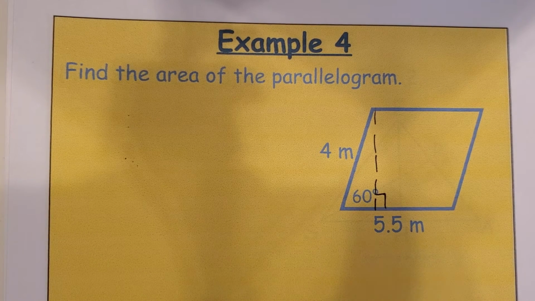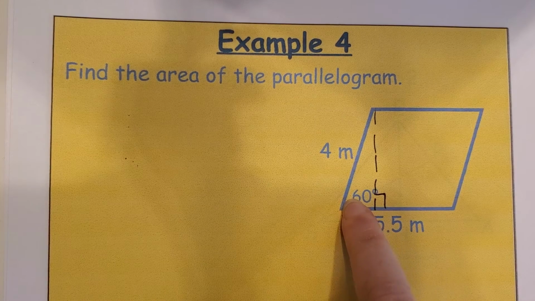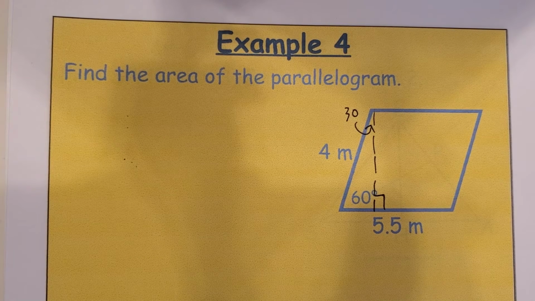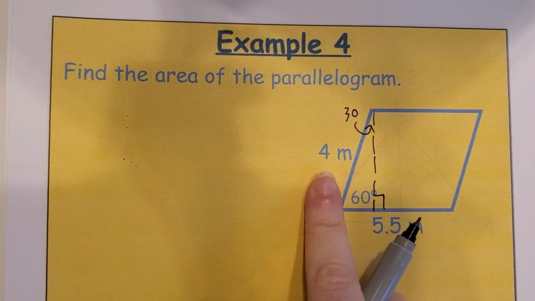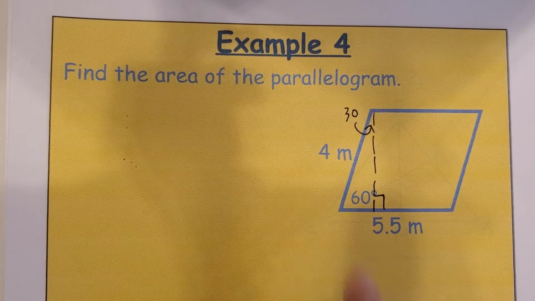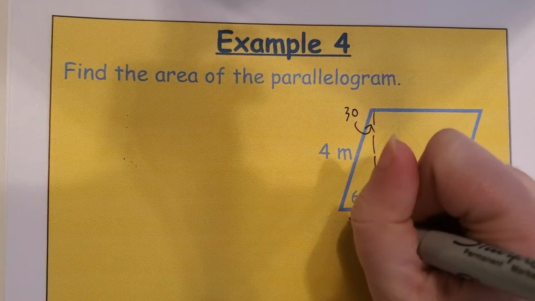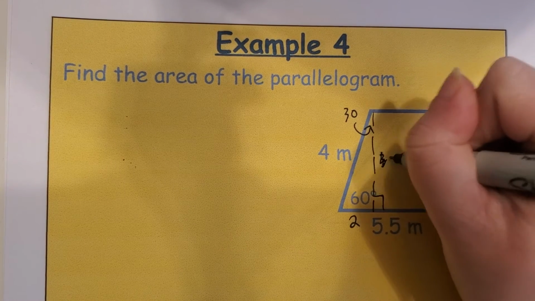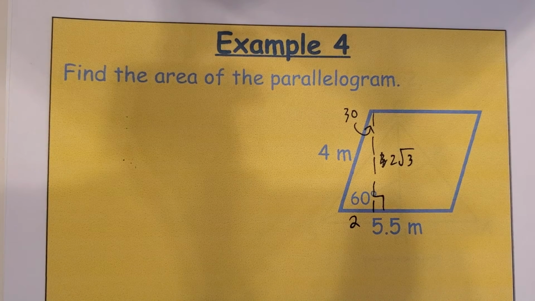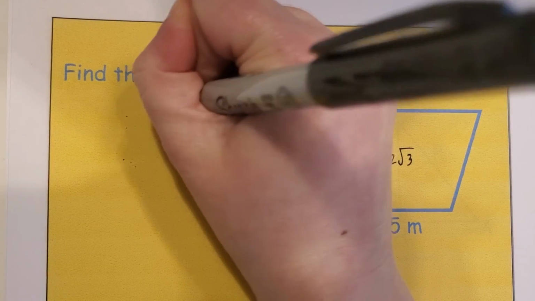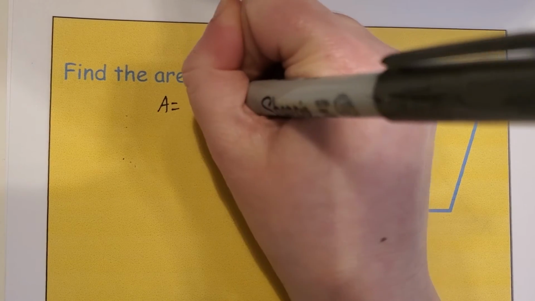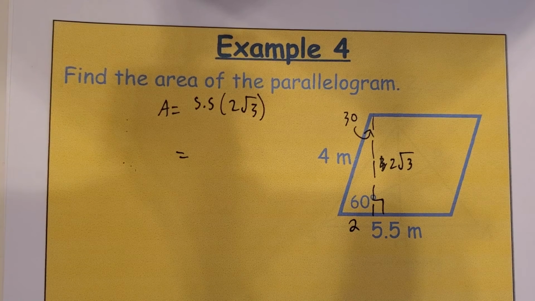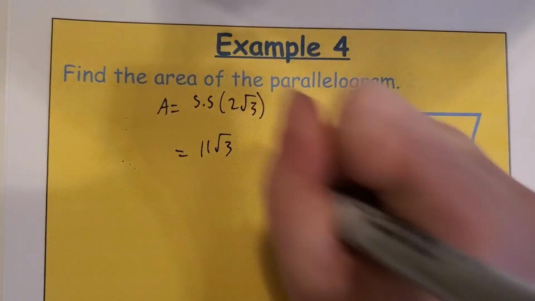Like with a couple problems ago, if this is a right angle and this angle right here is 60, this one is 30, so we're going to end up using 30, 60, 90 rules all over again with the hypotenuse of 4. So we cut that in half to get our short leg, which is down here. It's 2. And then 2 times root 3 is our long leg, and that's the height. So the area is 5.5 times 2 root 3, which is 11 root 3 meters squared.